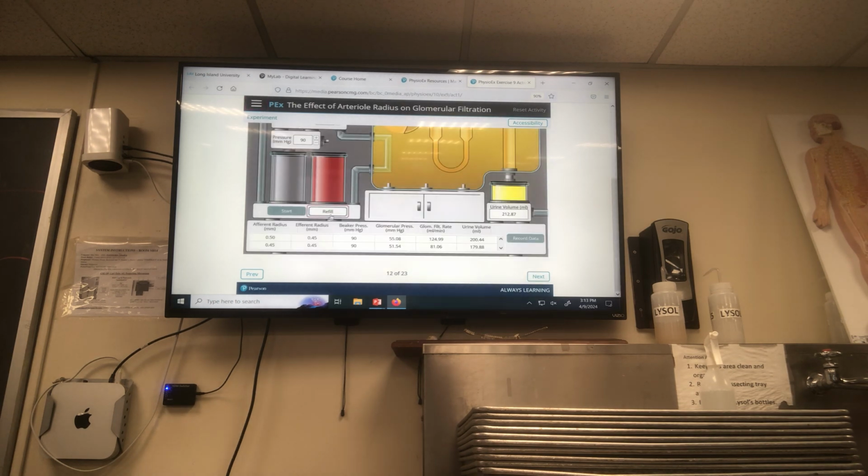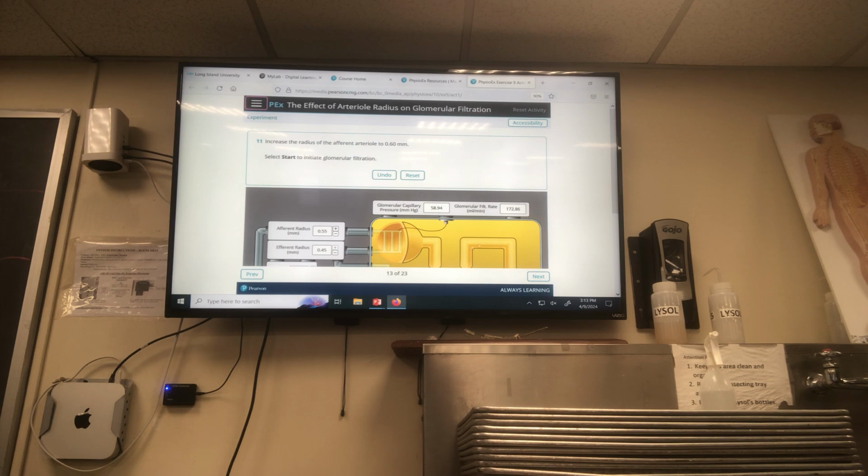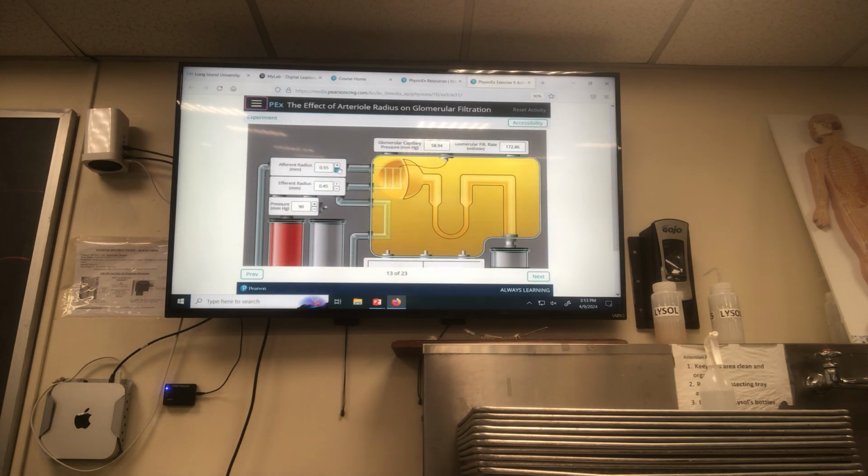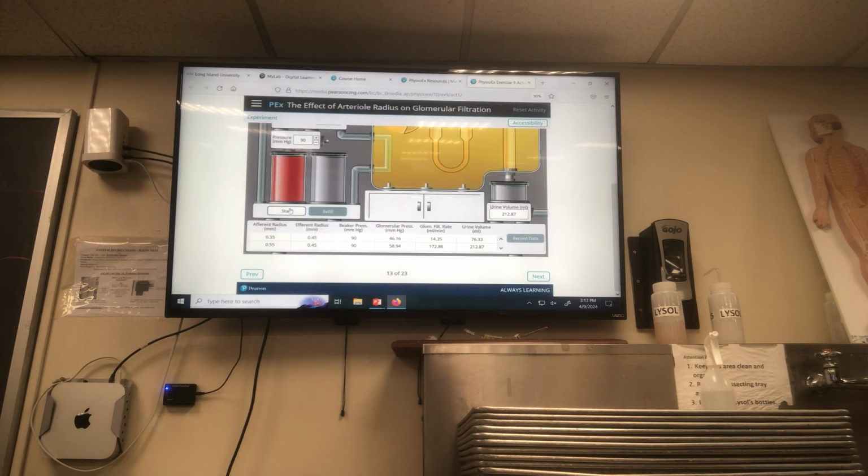Now click on refill to restore everything. So look at the data. When I increased the afferent arteriole to 0.55, the urine was increased to 212 and the GFR increased to 172 and the glomerular pressure increased to 58. Next. Now increase the radius to 0.6 and let's run the experiment again.